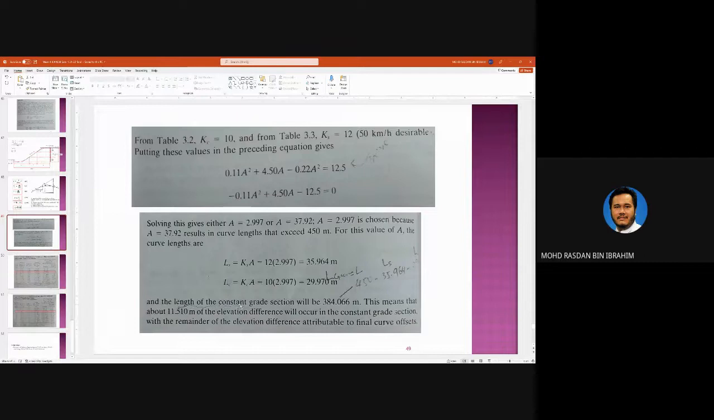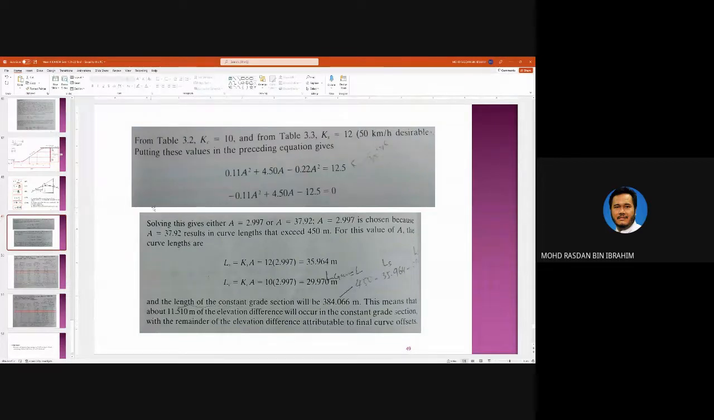And the length of the constant grade section will be 384.009. Why? Because 450 meters minus this, you'll get 384.066 meters. So this means that about 11.510 of the elevation difference will occur in the constant grade section, with the remainder of the elevation attributed to the final curve offset.